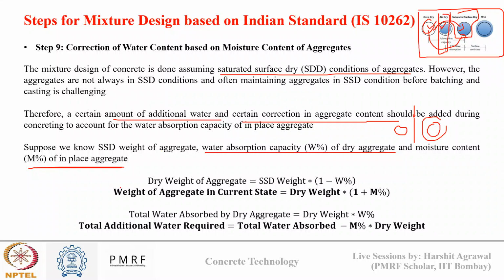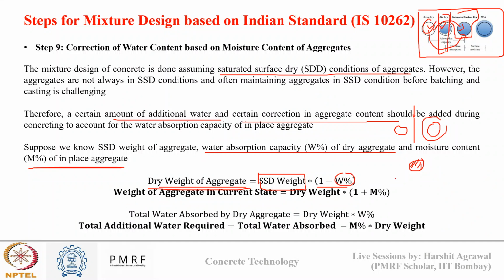If I know these two values, I will first calculate the dry weight of aggregate. The dry weight of aggregate will be nothing but the SSD weight that we have determined using mixture design times 1 minus the water percent, because in the SSD weight of aggregate, w percent of the weight is due to water. If I subtract that w percent weight, I will get the dry weight of aggregate.